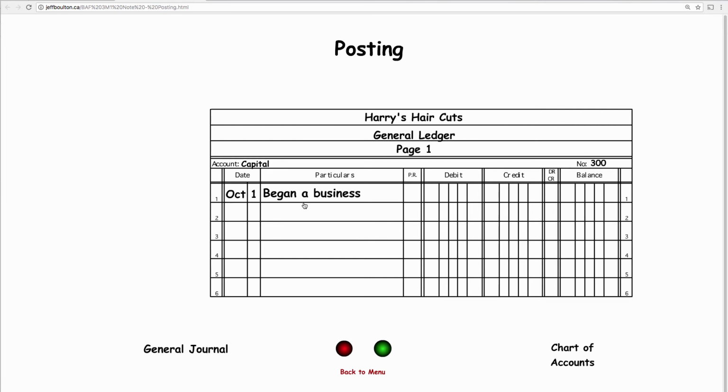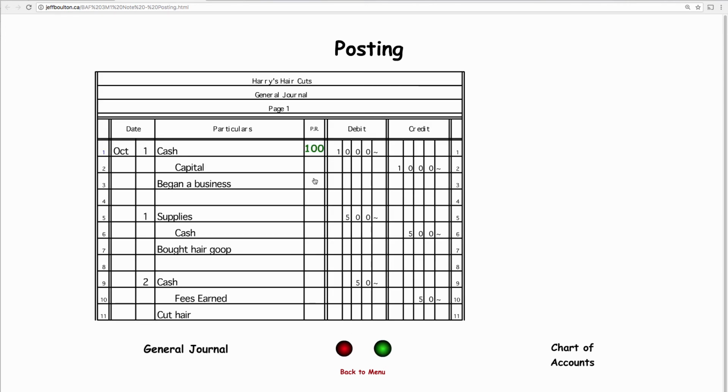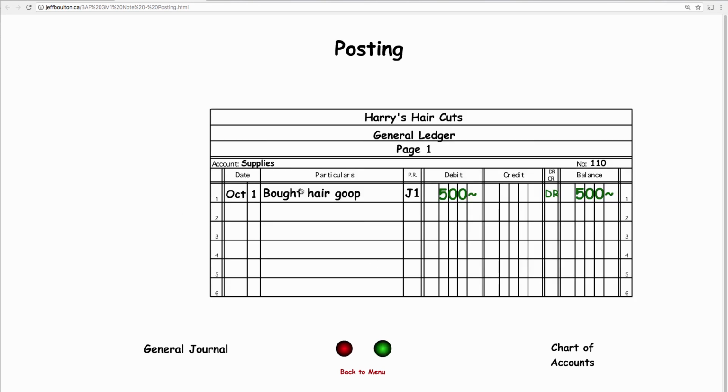October 1st, same transaction. Again, don't need this. You will put a posting reference to the journal on page 1. We'll credit $1,000 into the account, and the balance is now $1,000. And that's a credit balance of $1,000. And so on and so on and so on. Then we put in the reference where we posted this to. It was account 300. Into the supplies account, bought hair goop, debit $500. Came from page 1 of the journal, $500 debit balance.